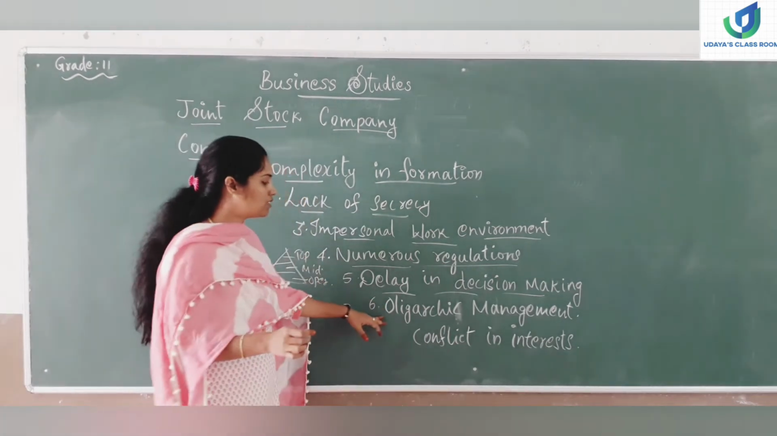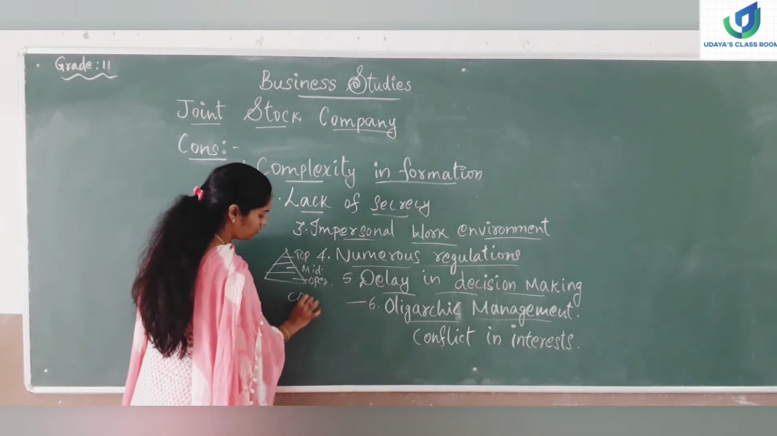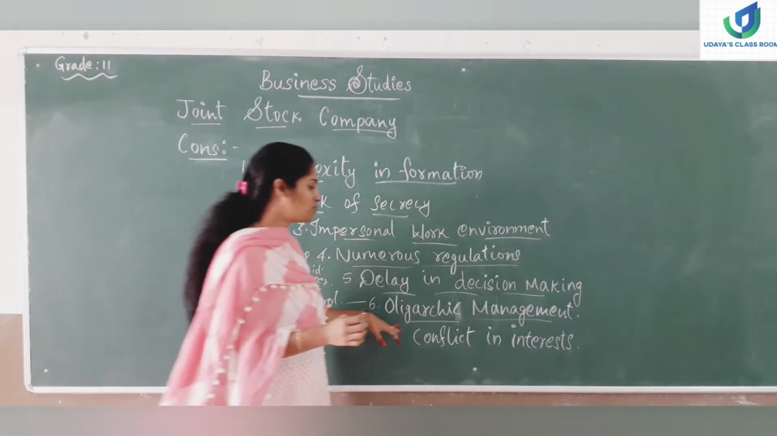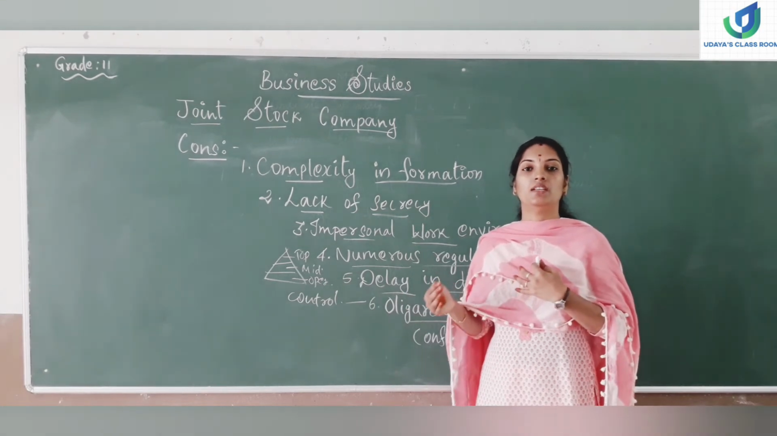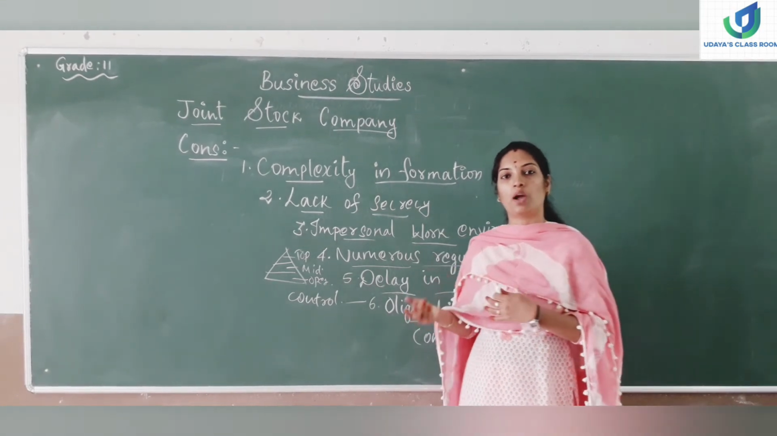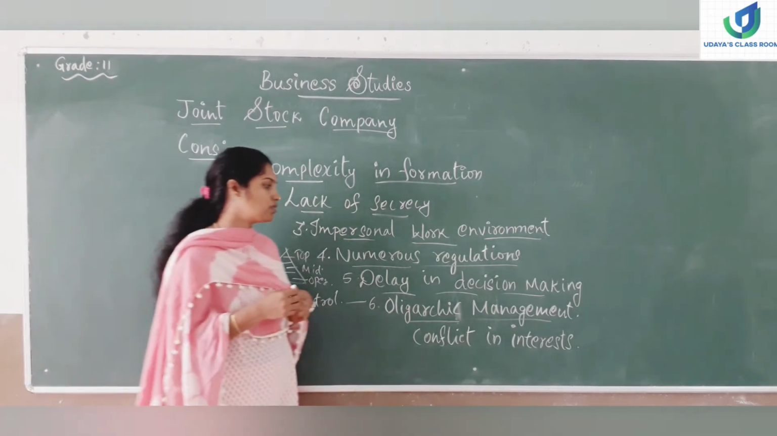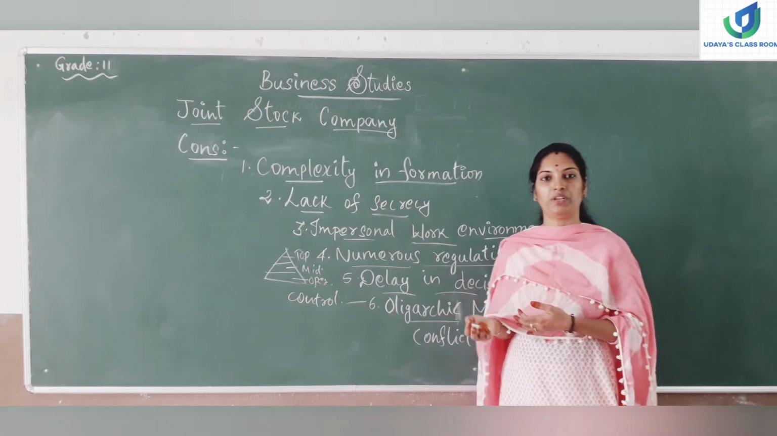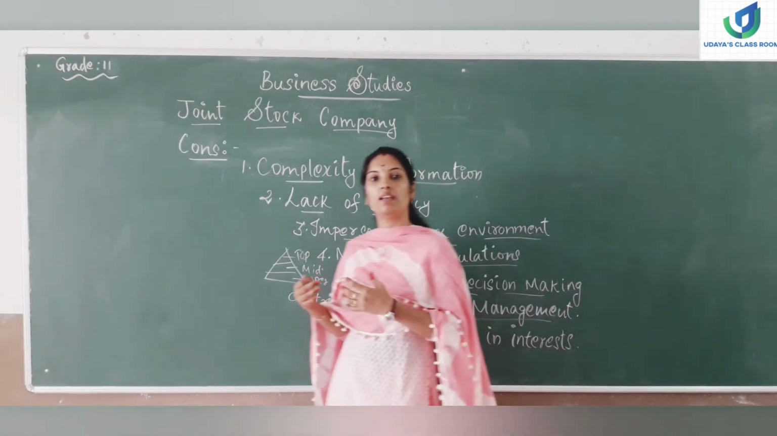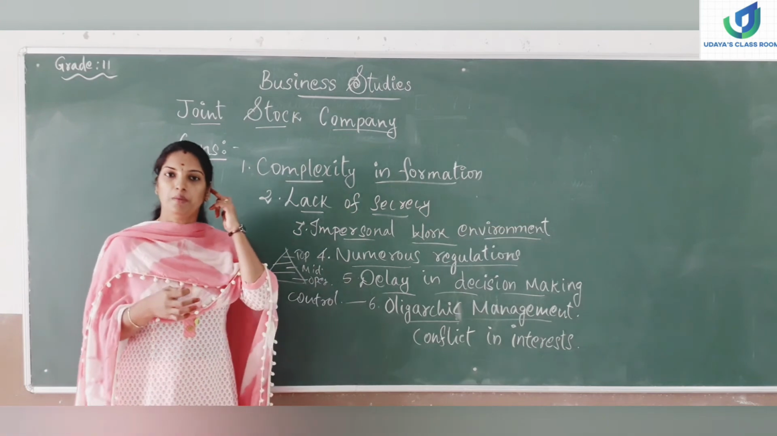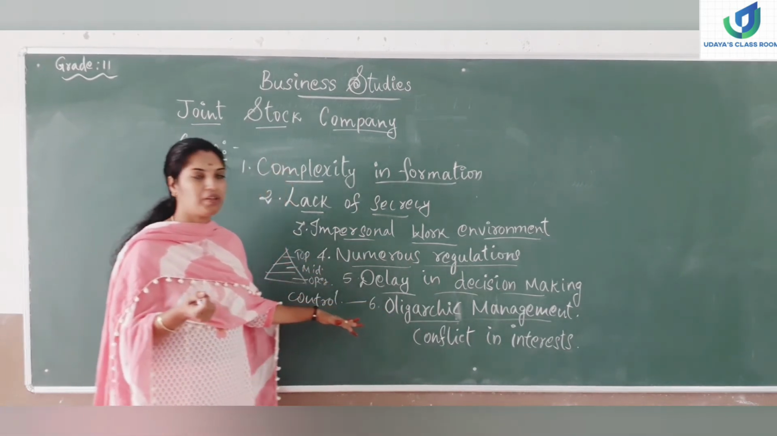Alright. And the next con is oligarchic management, which means control by a few. Management control will not be with the owners. Even if we say the shareholders become the owners of the company after they acquire shares from the company, they cannot have direct control over the managerial activities. They cannot participate in the day-to-day activities of the company. Their representatives, the board of directors, only will be attending the meeting. Even in the annual general meeting, only some members can attend, even though the shareholders are spread over the country. So the management control will be with the board of directors only.